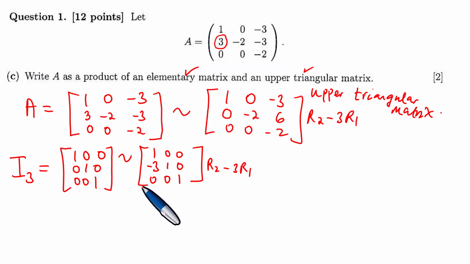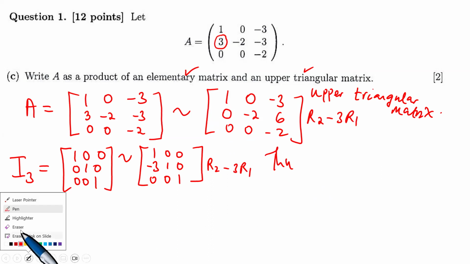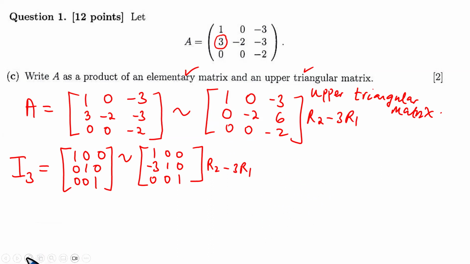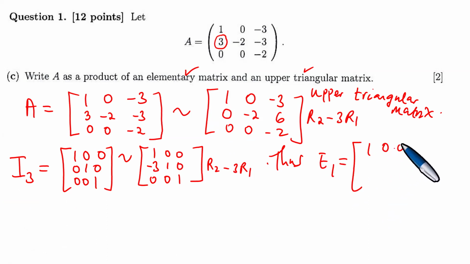And this is the elementary matrix. Now, this one is an elementary matrix, but it's not what they want. And this is the trick. We need to go through these first and then say thus. Thus, there is an elementary matrix, so we call it E1, which is this one here: 1, 0, 0, minus 3, 1, 0, 0, 0, 1. This is the elementary matrix that we need to get first, but it's not what they want.